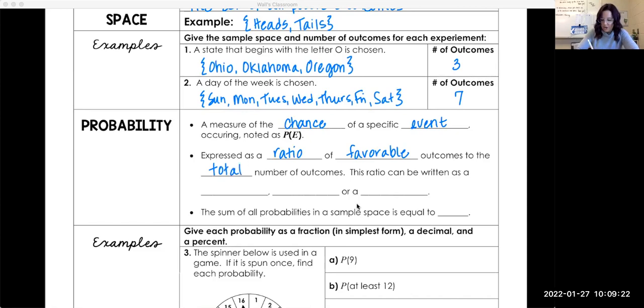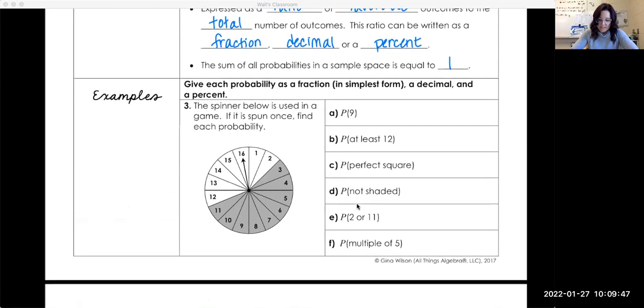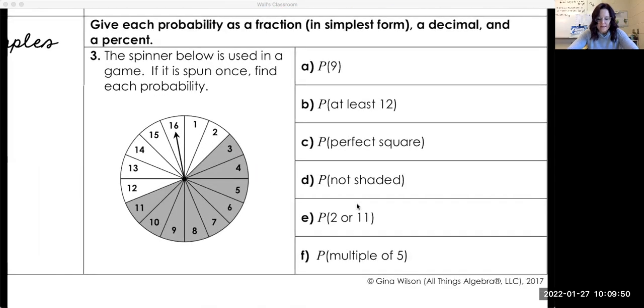And we can write our ratio as a fraction, a decimal, or as a percent. The sum of all of the probabilities in a sample space must add up to 1. One of those outcomes must occur if the experiment takes place. So here we have a spinner, and our spinner has been divided into 16 sections. 1 and 2, 12 through 14 are not shaded, and 3 through 11 are shaded.